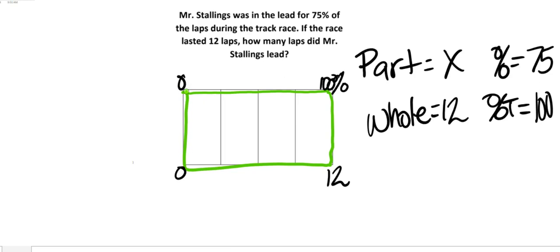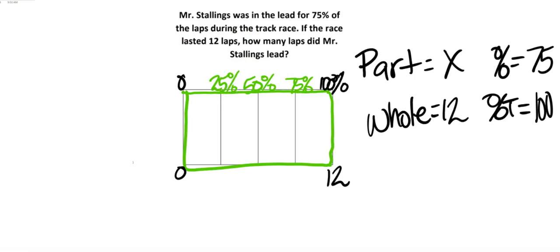The next thing I ask them is, how many boxes did you circle? If you count, we counted 1, 2, 3, 4. So we circled 4 boxes. Here's what we do: we take the 100 on the top of the bar model and divide it by the 4 boxes that we circled. 100 divided by 4 is 25. So we are counting by 25s on the top of our percent bar model.